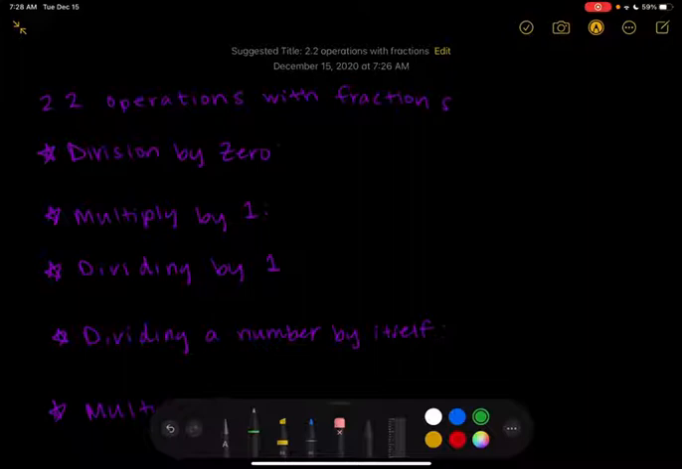Okay, so first, we're going to go through some of these different things like division by 0, multiply by 1, just talk about what that looks like, okay?